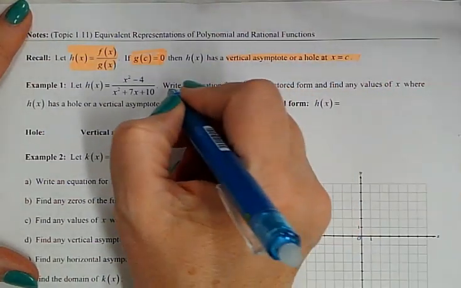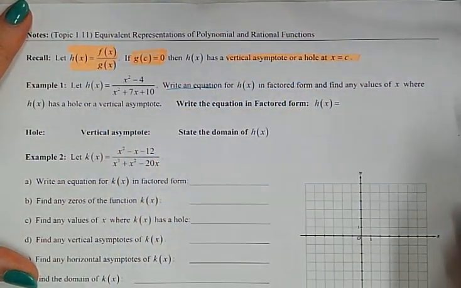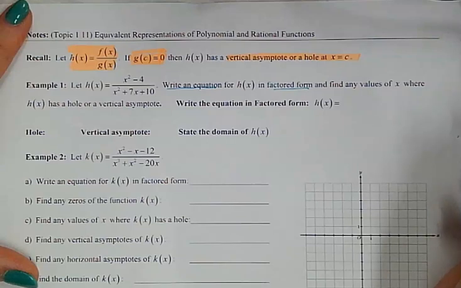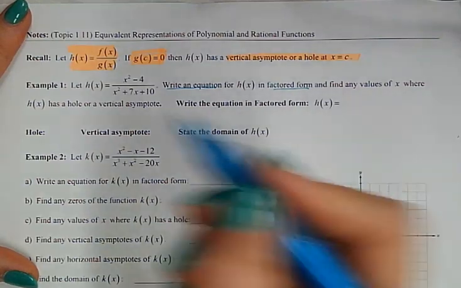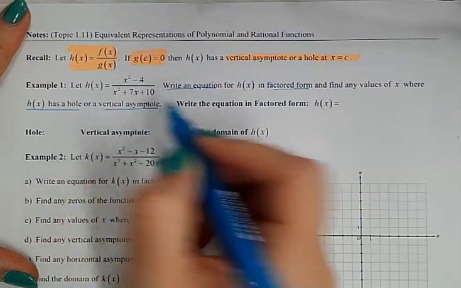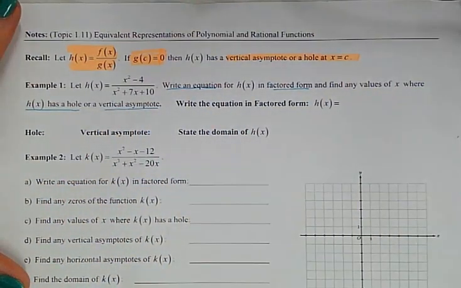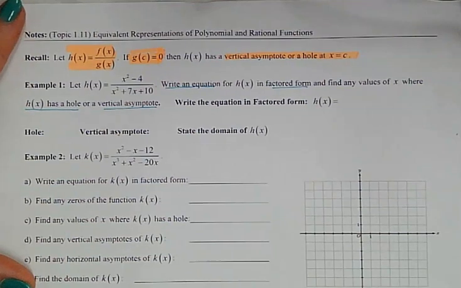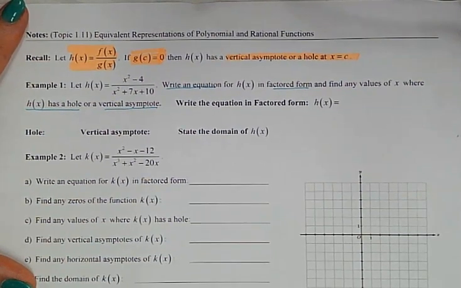and we are going to write an equation for h of x in factored form and find any values of x where there is a hole and where there is a vertical asymptote. So remember, a hole occurs at a factor that's canceled, so we're removing that point of discontinuity. And then a vertical asymptote occurs after everything has been factored, canceled, and removed from the equation, where there's still an x value in the denominator.